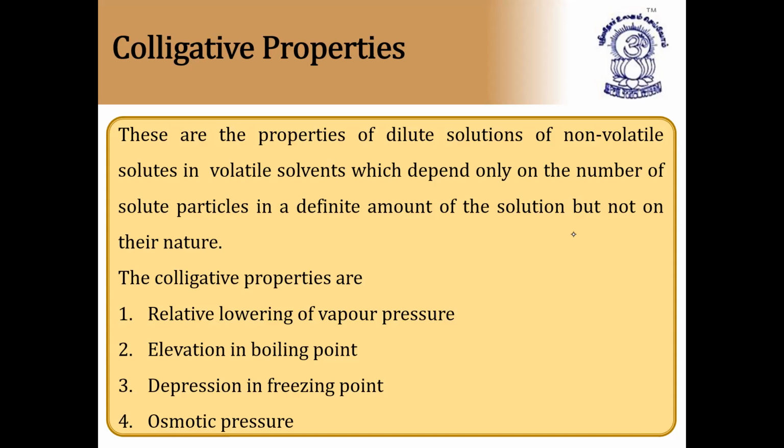So what are the changes that take place in the solution when a non-volatile solute is dissolved in a volatile solvent? First change, relative lowering of vapor pressure. Whenever a non-volatile solute is dissolved in a volatile solvent, the vapor pressure of the solution decreases. That is commonly called relative lowering of vapor pressure. Next, elevation in boiling point, depression in freezing point, and finally osmotic pressure. So let us see the colligative properties now.